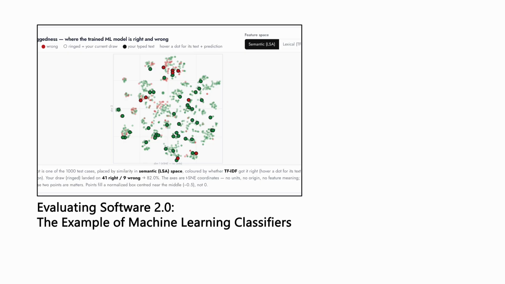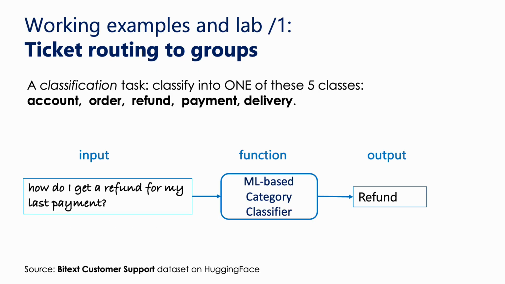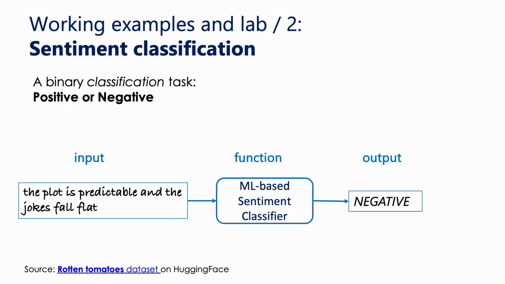So let's begin to see why machine learning eval is a little bit different. And we're going to take the example here of a machine learning classifier and use them as a base to make our point. And we're going to use a couple of simple examples. One example is a machine learning system that categorizes tickets. So it takes a customer support request and tries to find which category the request belongs so that they can be routed to the right team. And for this, we're going to use a public data set, which is btext. It's available on Hugging Face.